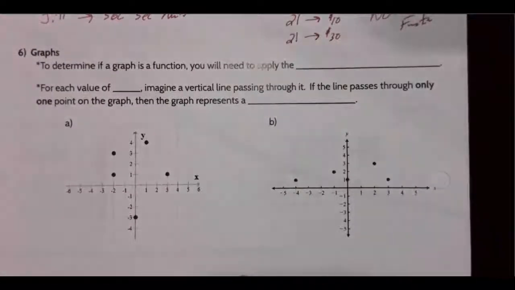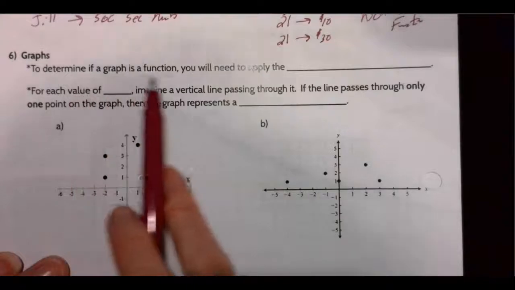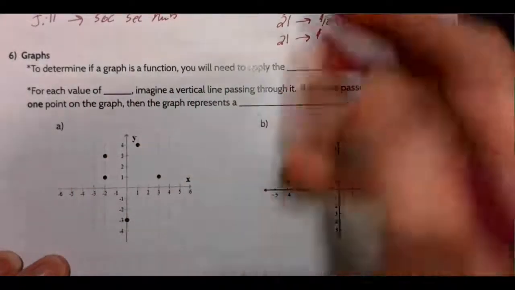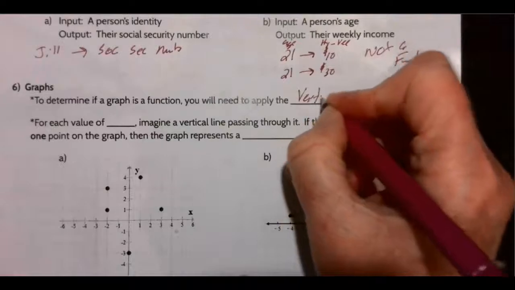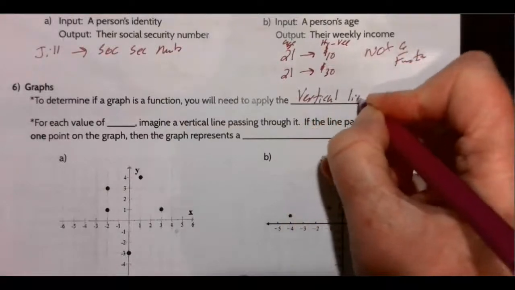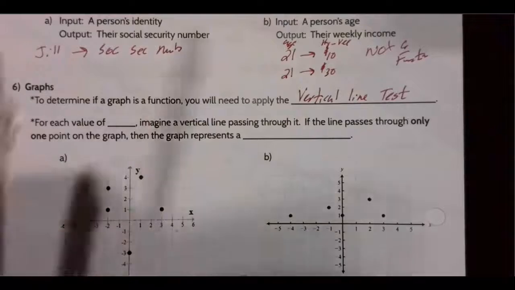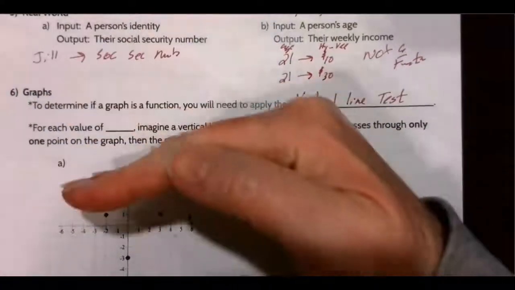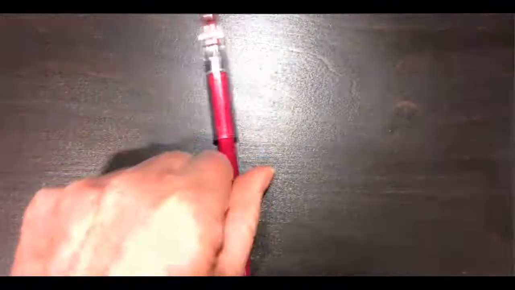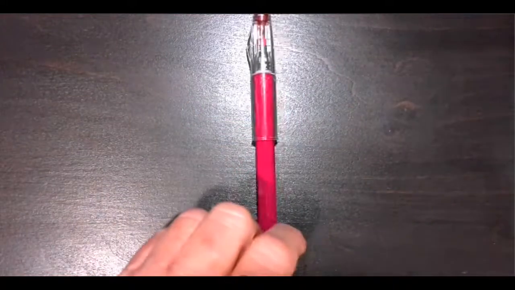Okay, now these are my favorite, a graph. Okay, let's get through the mathematical part first. To determine if a graph is a function, you will need to apply what's called the vertical line test. Okay, now the vertical line test, we all know vertical. This is horizontal, right? Vertical, horizontal. Think horizon. That's how I always remember it. This is the horizon. It lays on its side. Vertical is up and down.